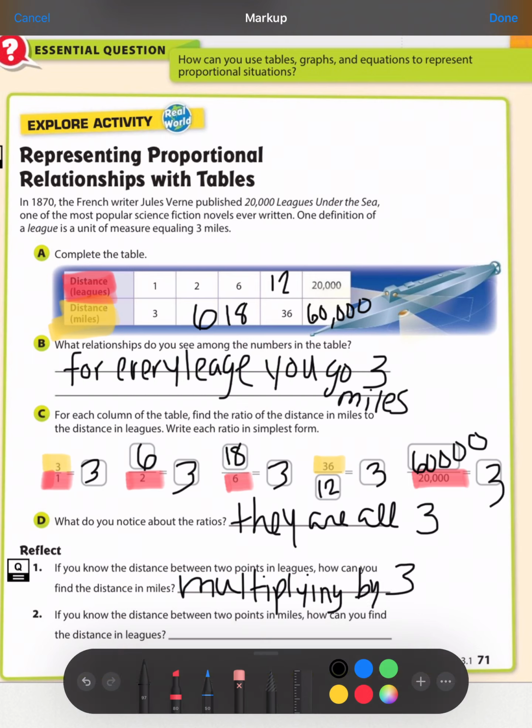And Reflect number 2 says, if you know the distance between 2 points in miles, how can you find the distance in leagues? We divide it by 3.